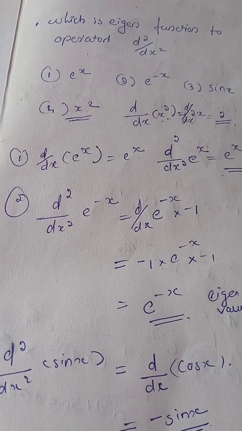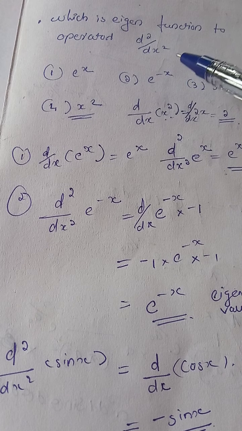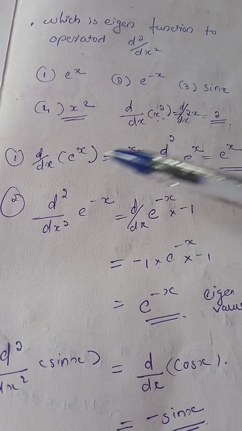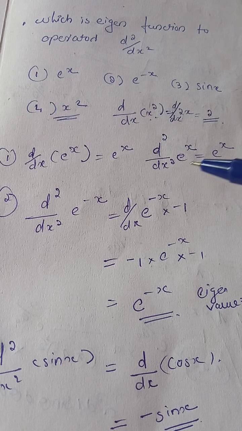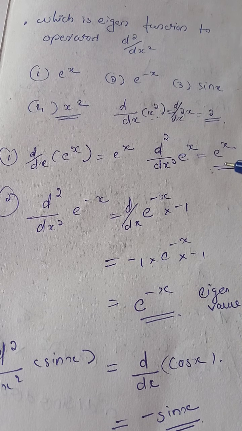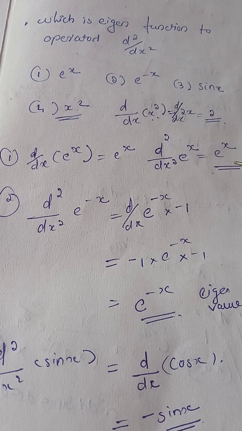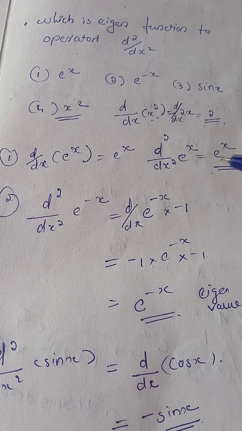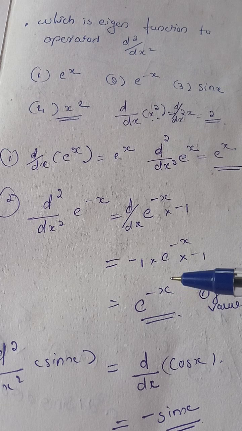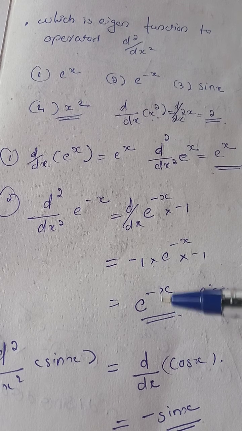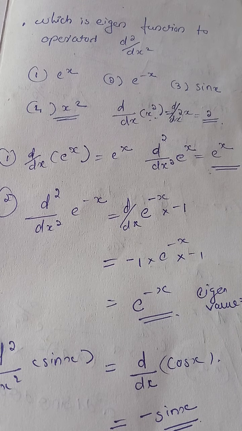Now we are checking the same functions with the operator d square by dx square. In the case of e raised to x and e raised to minus x, the second differential also gives the same function. That is, d square by dx square of e raised to x is e raised to x itself, and the eigenvalue is 1 here. In the case of e raised to minus x, the second differential is e raised to minus x into minus 1 into minus 1, so minus 1 and minus 1 gives 1. So the eigenvalue is 1 here.